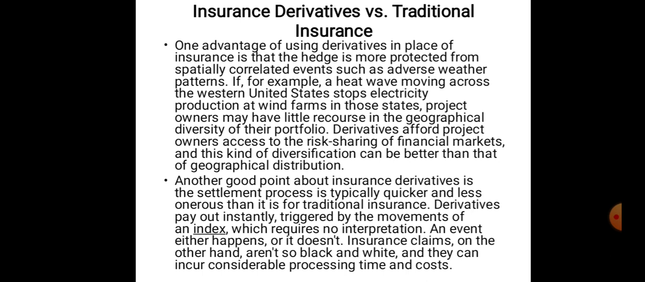For example, if a heat wave moving across the western United States stops electricity production at wind farms in those states, project owners may have little recourse in the geographical diversity of their portfolio. Derivatives afford project owners access to the risk sharing of financial markets, and this kind of diversification can be better than a geographical distribution.